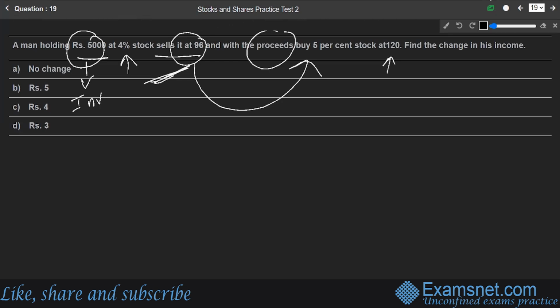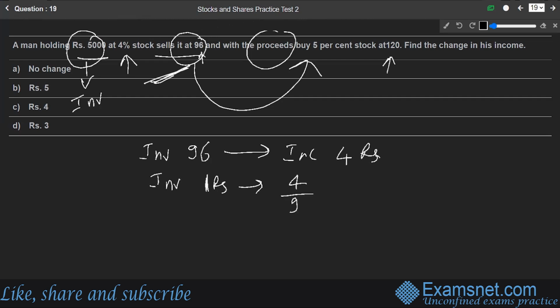First of all, they are saying available at 96 rupees. If you invest 96 rupees, the market value is 96 rupees, and you are getting the income as, they say 4% stock, so rupees 4 as the income. So if you invest 1 rupee, how much is the income that you're going to receive? Obviously by unitary method, 4 by 96 rupees will be the income received.